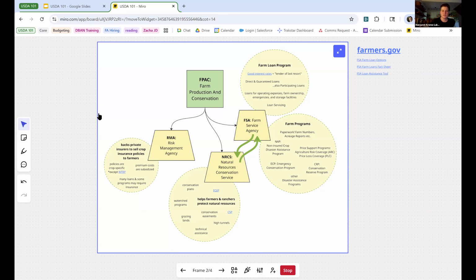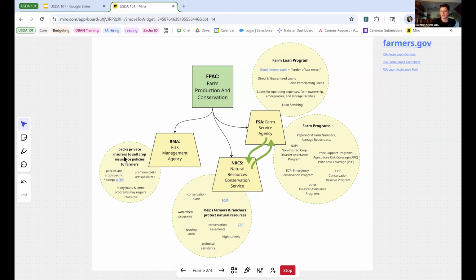Starting with the Risk Management Agency, they make crop insurance happen. They are not the ones who sell crop insurance policies. What they do is they back private insurers who sell those crop insurance policies to farmers. Crop insurance is crop specific. So you are going to buy a policy on 1,000 acres of corn or 2,000 acres of soy. You're not going to buy a policy on half an acre of diversified vegetable production.